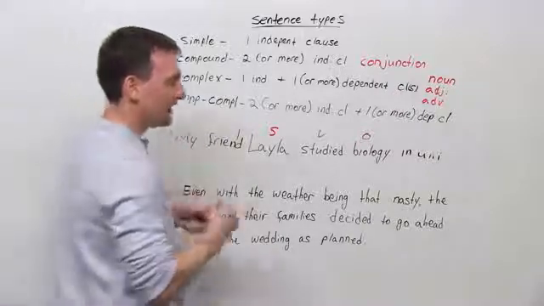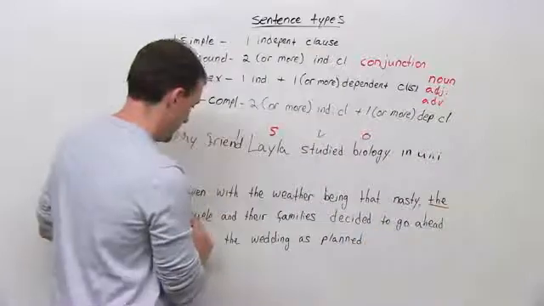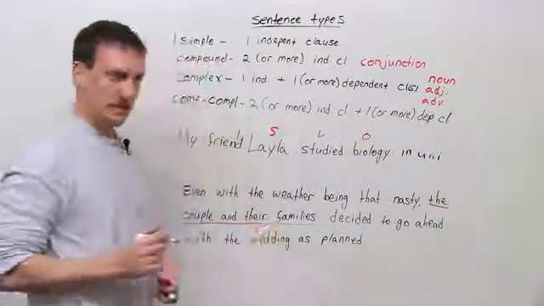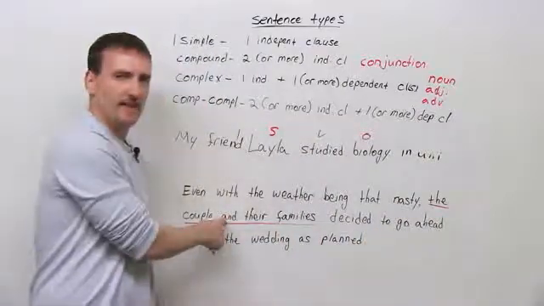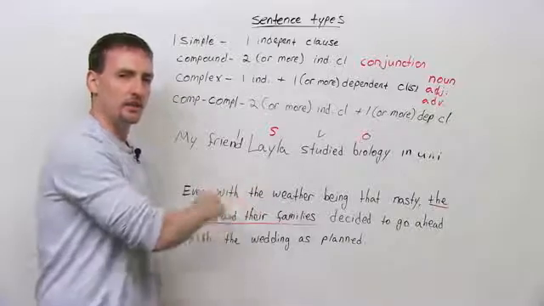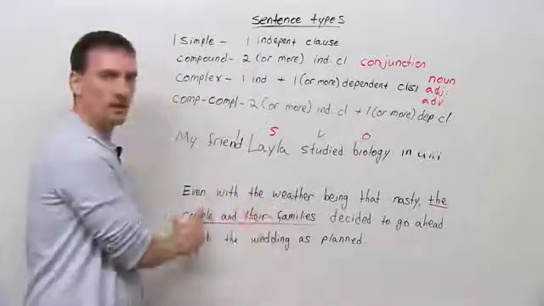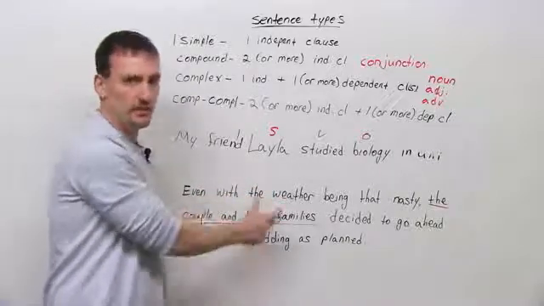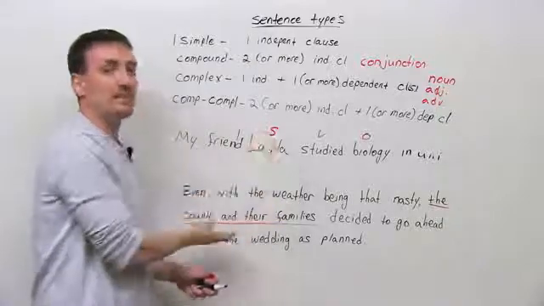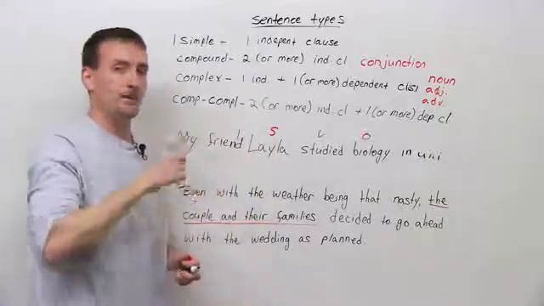Okay, we're back. Here's the subject: the couple and their families. Now, don't get confused with this "and." This is not joining one clause to another clause. This is just joining one part of the subject to another part of the subject. So here we have a compound subject, not a compound sentence.